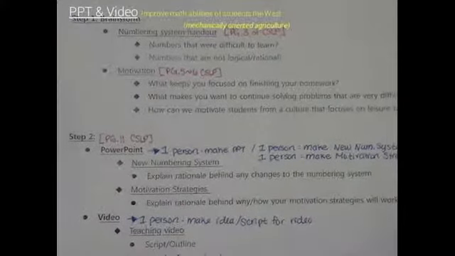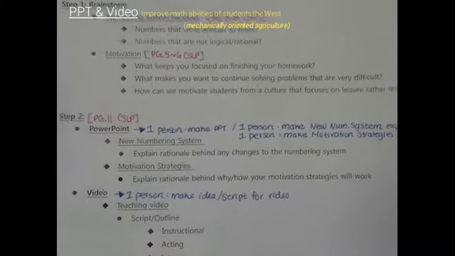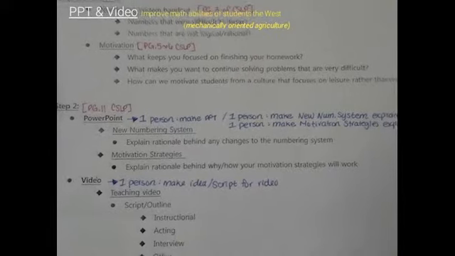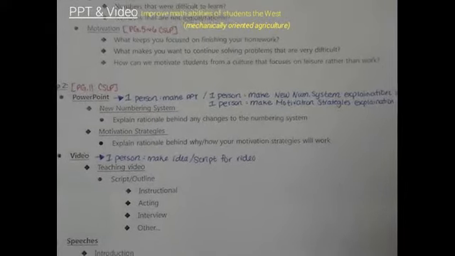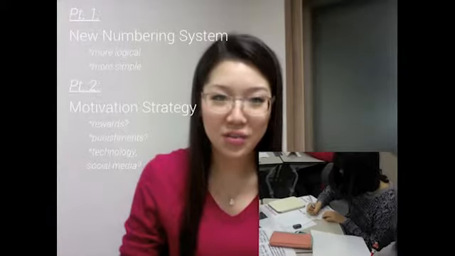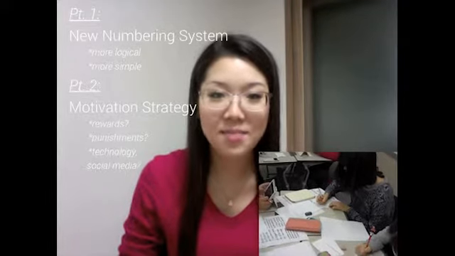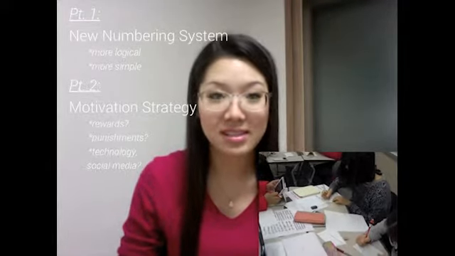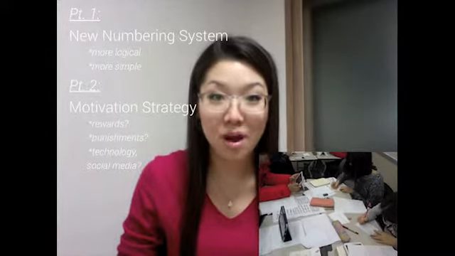This week I asked the students to create a PowerPoint and a video, and I asked the students to offer solutions to improve the math performance and motivation of students in countries whose agriculture is more mechanically oriented. And they had to do this in two parts. They had to create a new numbering system for the English language as well as motivation strategies to keep students working hard and persisting through difficult problem solving.